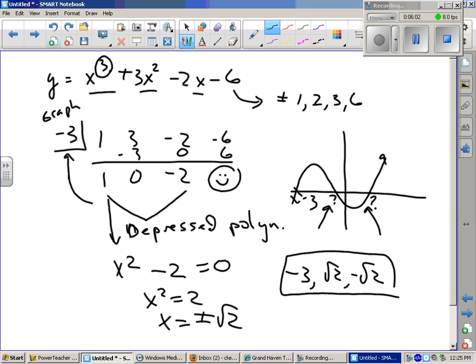Okay, so tomorrow we're going to do these on the graphing calculator, but sometimes you have to do a little bit of algebra after you find one of these, because the square roots don't come out. You might see 1.414 dot dot dot, and if you don't know if that's square root of 2 or square root of 3, then you're going to have to get it into the depressed polynomial and solve it from there by hand.